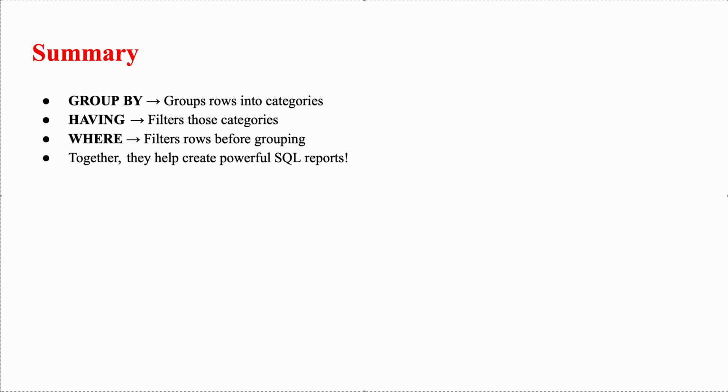Let's summarize. GROUP BY groups rows into categories. HAVING filters those categories after grouping, WHERE filters rows before grouping. Together, they help us analyze and report data easily in SQL.